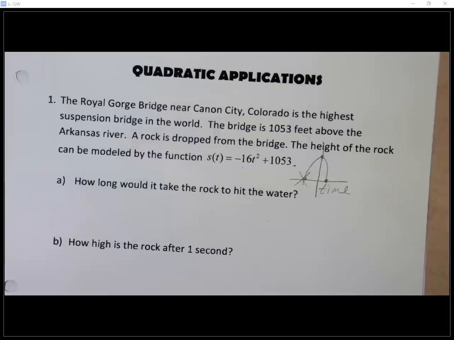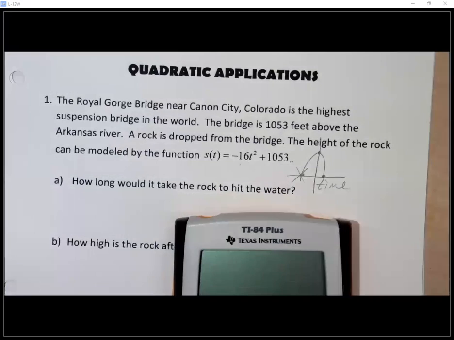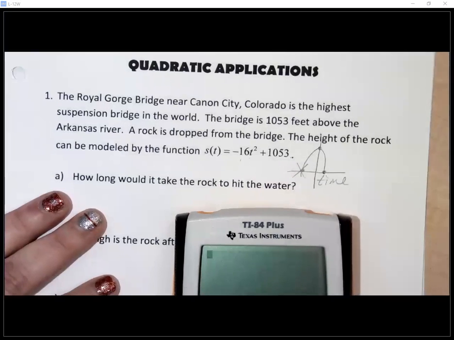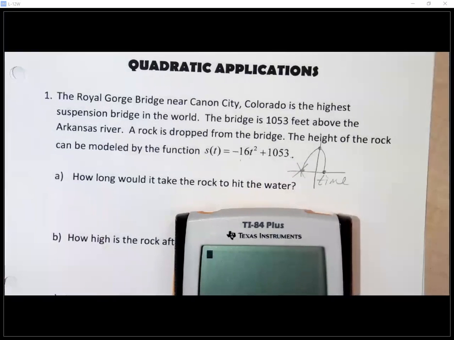So let's go ahead, grab our calculators, and we can ask it to find us all these values. Where do we go to enter in? Yes, go to y equals, clear out any of the old stuff. Make sure you use the negative button to type in that 16. So negative, it's the one underneath the 3. Negative 16, and we're going to use x instead of t. X squared plus 1053.